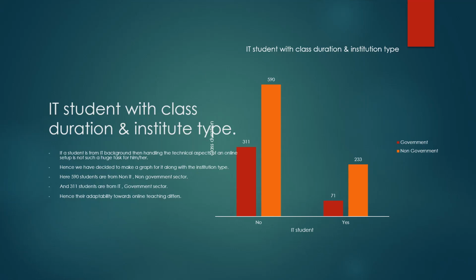So 590 students from government and non-government sectors are non-IT. Here 'no' means no. And 311 students are from IT, government sector. Therefore, their adaptability towards online teaching differs. All right.